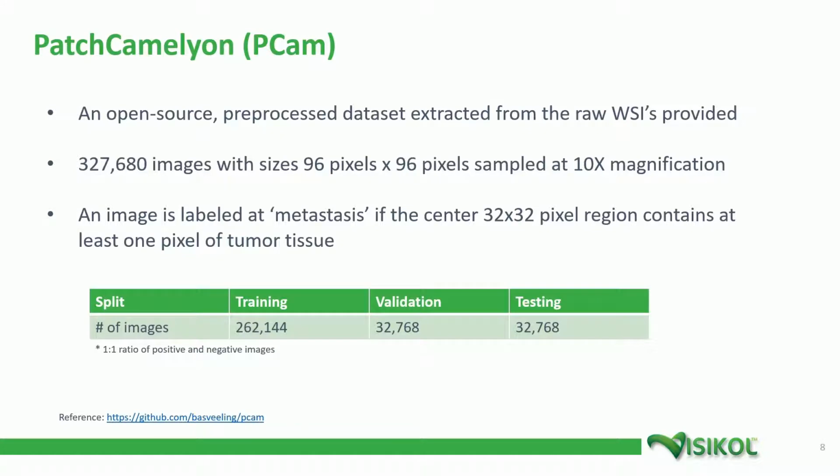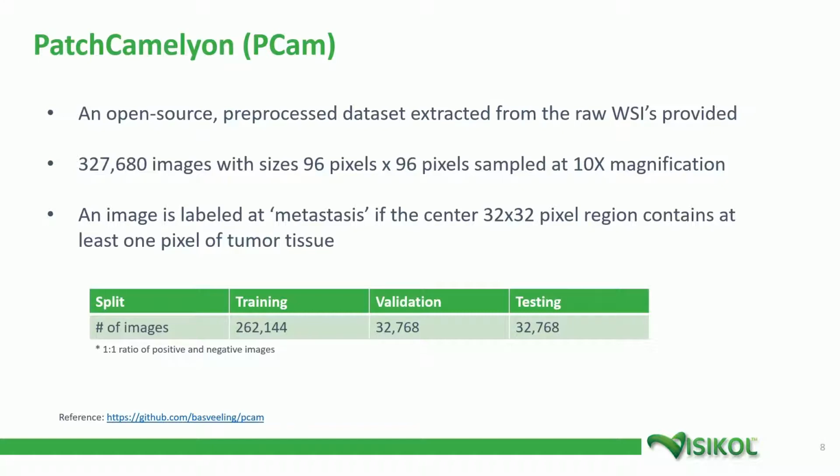As mentioned before, we need to break up the full-size whole slide images into smaller image patches. Therefore, we utilize an open-source version of the Camelyon dataset that has already been pre-processed using the raw data provided by the organizers. There are roughly 330,000 images with sizes 96 pixels wide by 96 pixels high, sampled at 10x magnification. Each image patch has an associated label for training.